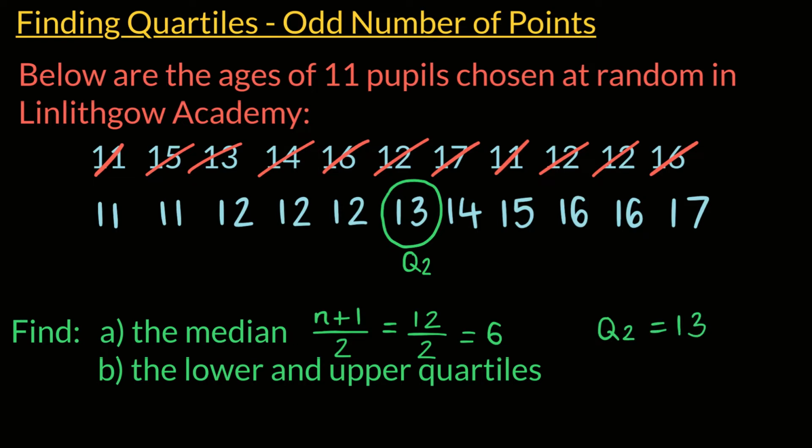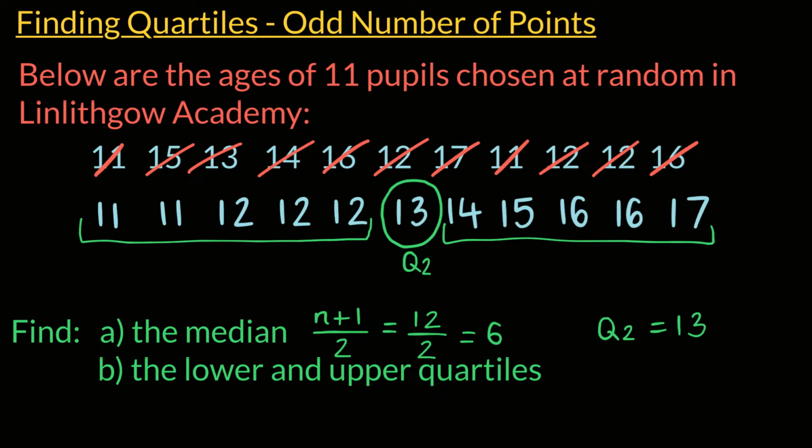Now this median, or Q2, has split the data set into a lower half, which is down here, and an upper half, which is up here. So to find the lower and the upper quartiles, we have to find the median of that lower half and the median of the upper half. Because we only have 5 points in our lower half, the 13 isn't included, and 5 points in our upper half, it should be quite straightforward to do this.